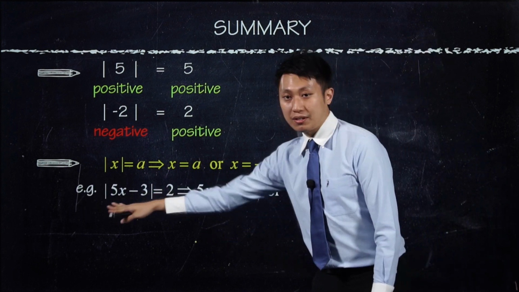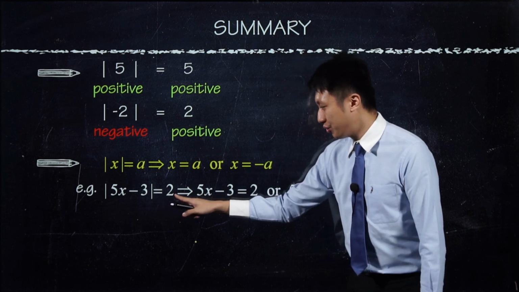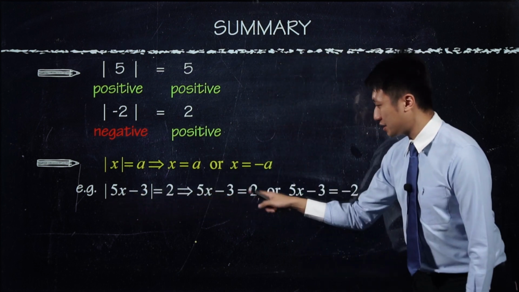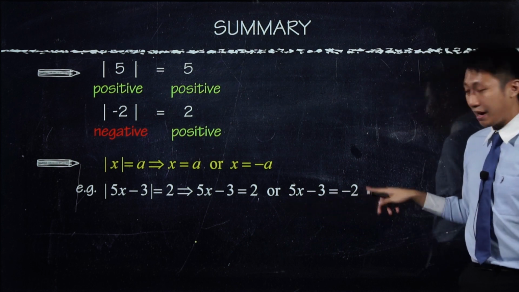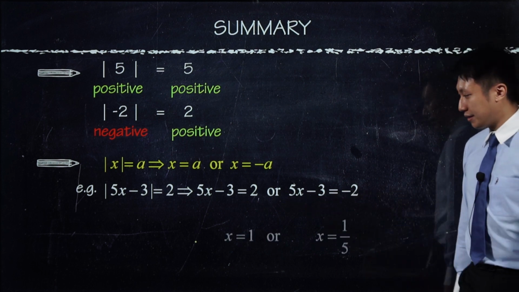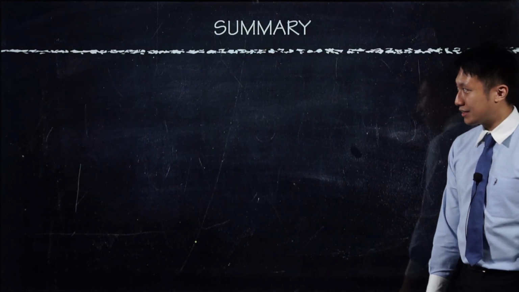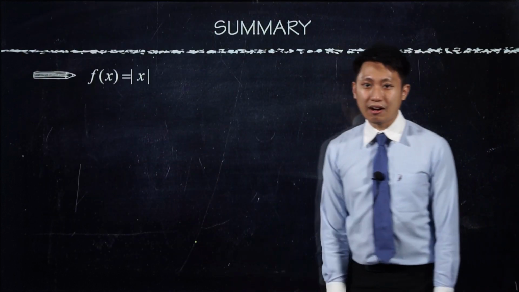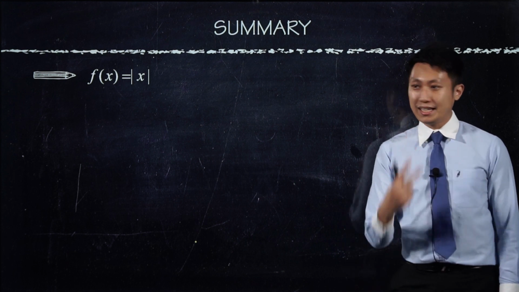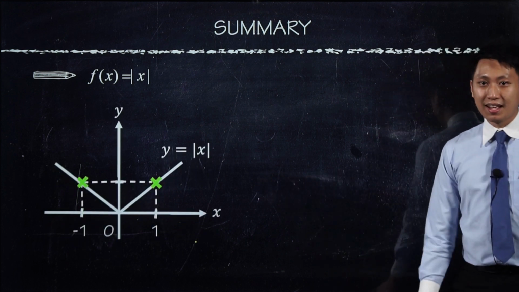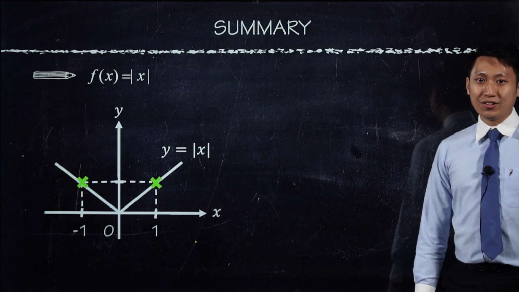Or if you have something like a function here, then what you do? Set this one equal to positive 2 or this one equal to negative 2. That's it, easy. Then you solve for it and get the answer. One last thing. How does the graph look like? It's a V shape.